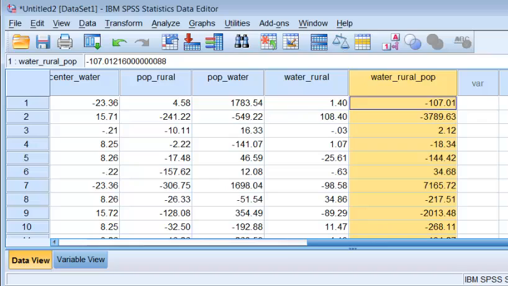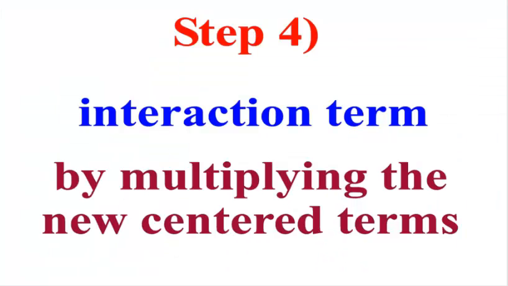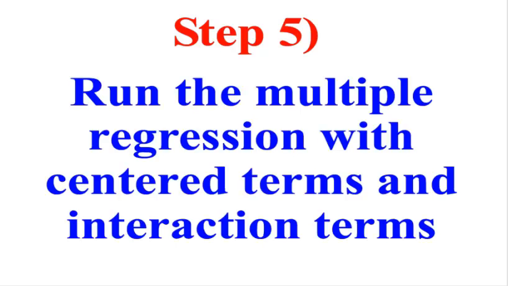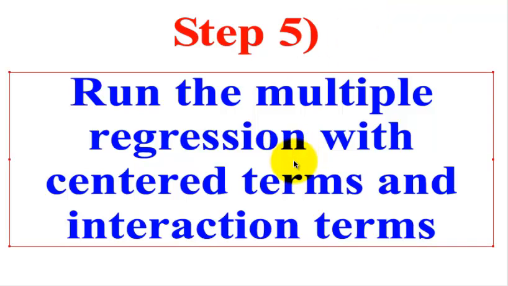So here we go. Here comes the fun stuff. Step 5. We're going to run the multiple regression again. This time we're going to use the centered terms and the interaction terms.